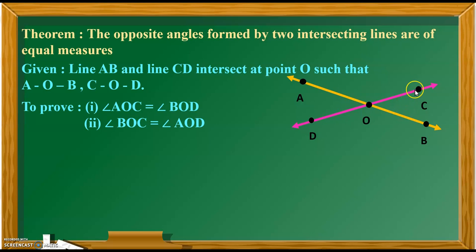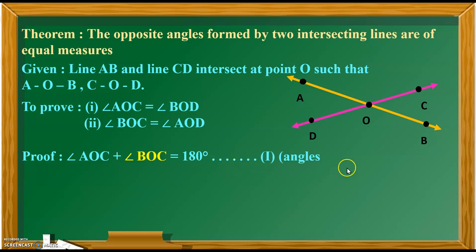So for our proof, I am going to take angle BOC. You can also take AOD. But if I take BOC, I have to take BOC for both the angles. This angle is common to both. They form a linear pair. So we are going to write this step here. Proof: angle AOC plus angle BOC is equal to 180 degrees. Why is it equal to 180 degrees? Because they are angles in a linear pair. And we know when angles are in a linear pair, the sum is always 180 degrees. They are forming a line.